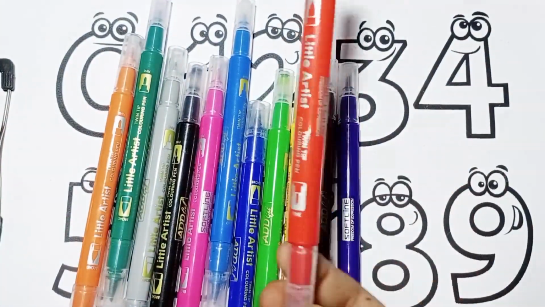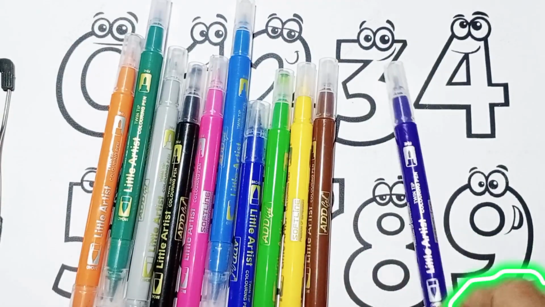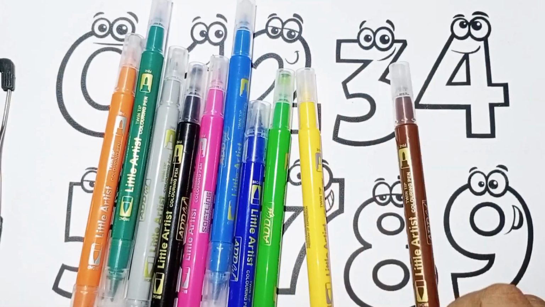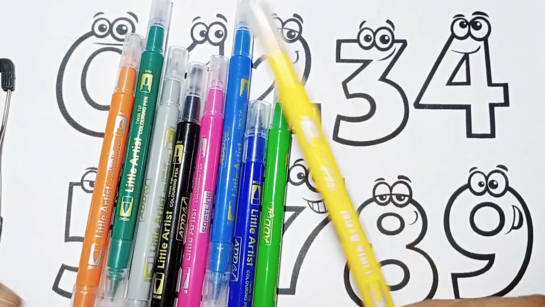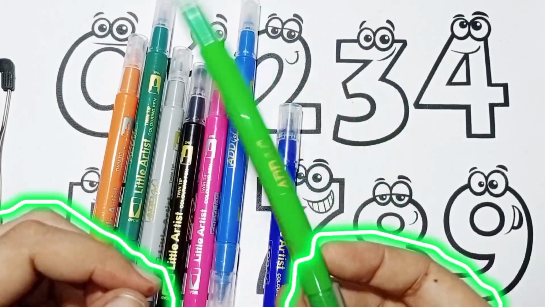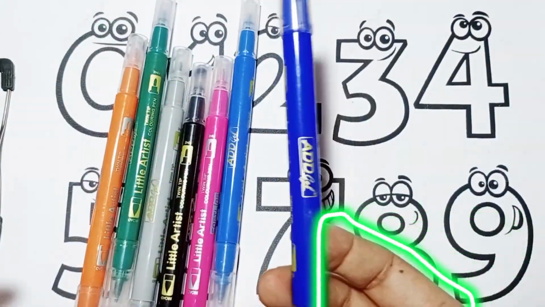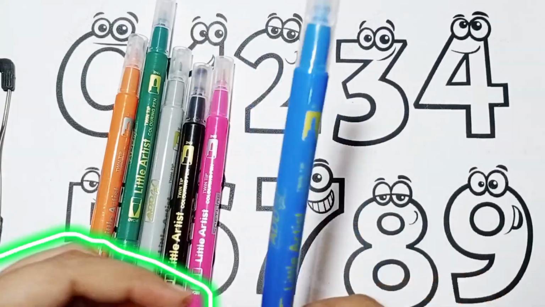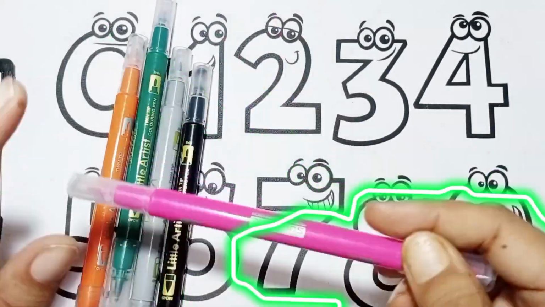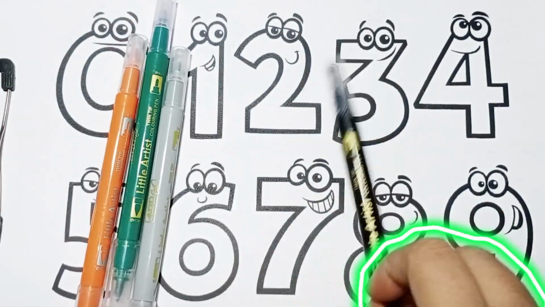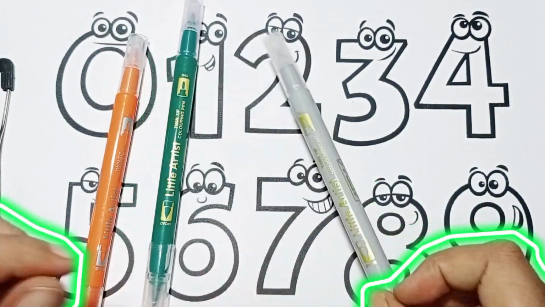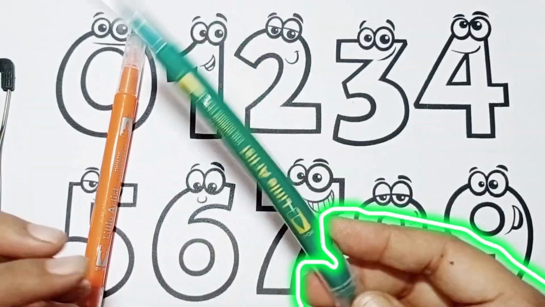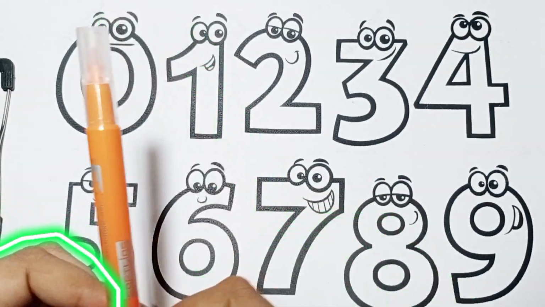So let's start. Colors name: red color, purple color, brown color, yellow color, parrot color, blue color, sky blue color, pink color, black color, grey color, green color and orange color.